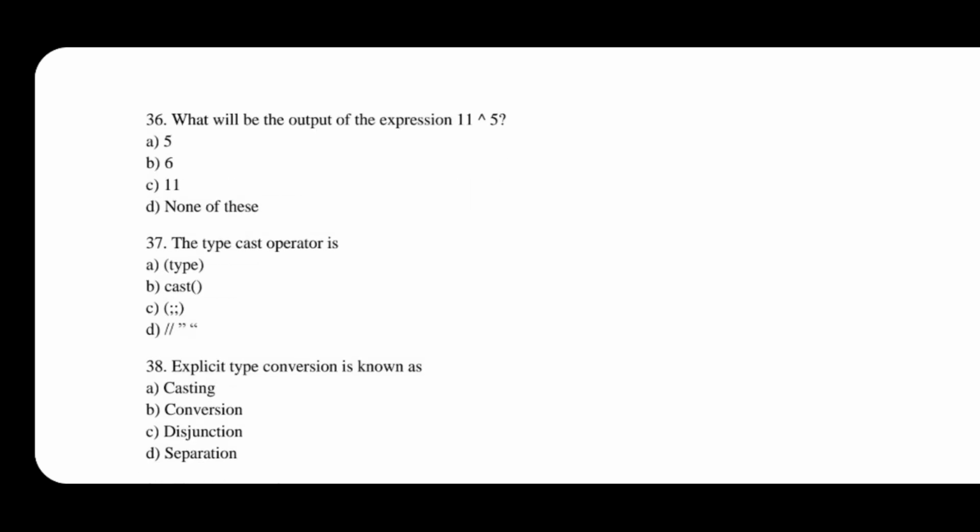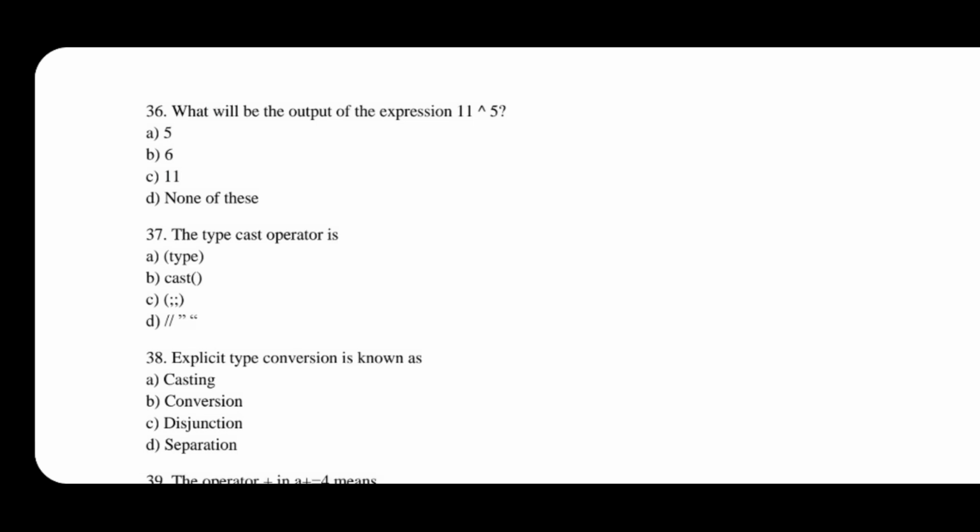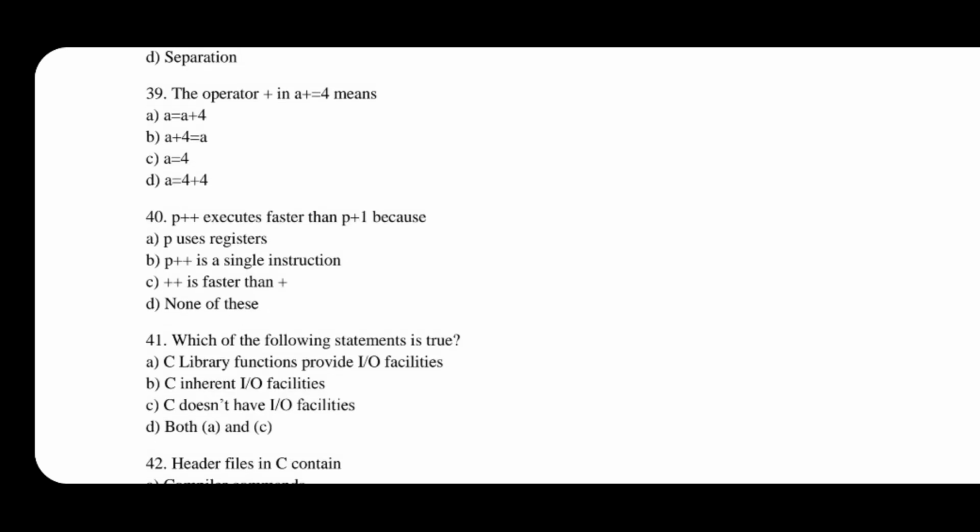Then 37. The typecast operator is type. Option number A. Explicit type conversion is known as casting. Then question number 39. The operator plus and A plus equals 4 means A equals A plus 4, which is option number A. Then P++ executes faster than P+1 because P++ is a single instruction.